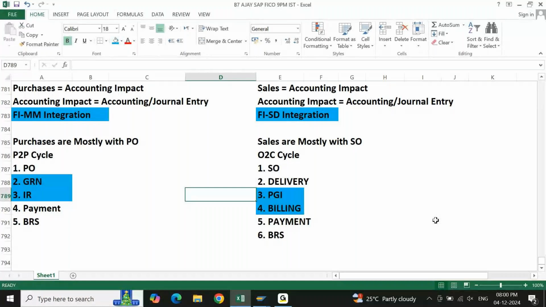Okay. So in the sales order process also, there are only 2 places where your accounting entry is coming. One is at PGI level, 2 is at billing level. What accounting entry is coming, how it is coming and all, we will see later on. But initially, to begin with, these key points you must remember. Am I clear?